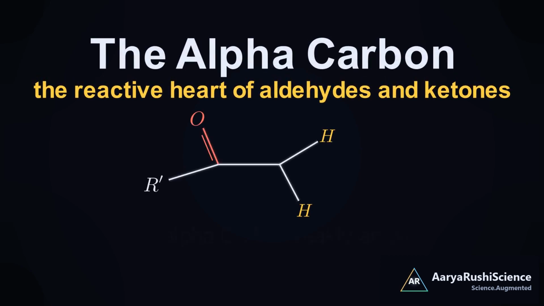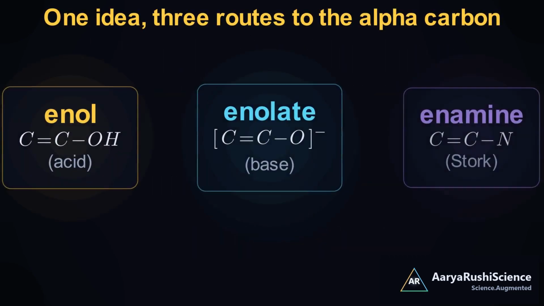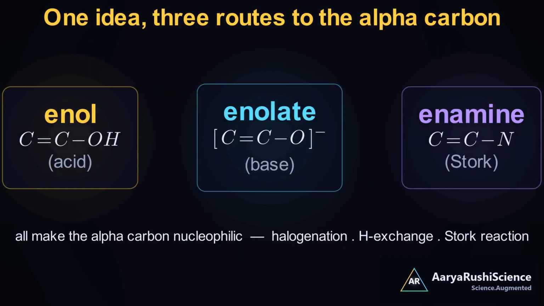Aldehydes and ketones share one weakness, the carbon right next to the carbonyl, the alpha carbon. Its hydrogens are slightly acidic, because removing one gives a resonance-stabilized enolate, or, in acid, the neutral enol. This single idea, enolization, explains three things at once. How these carbonyls are halogenated, how their alpha hydrogens exchange, and how Stork's enamines let us build new bonds at the alpha carbon.